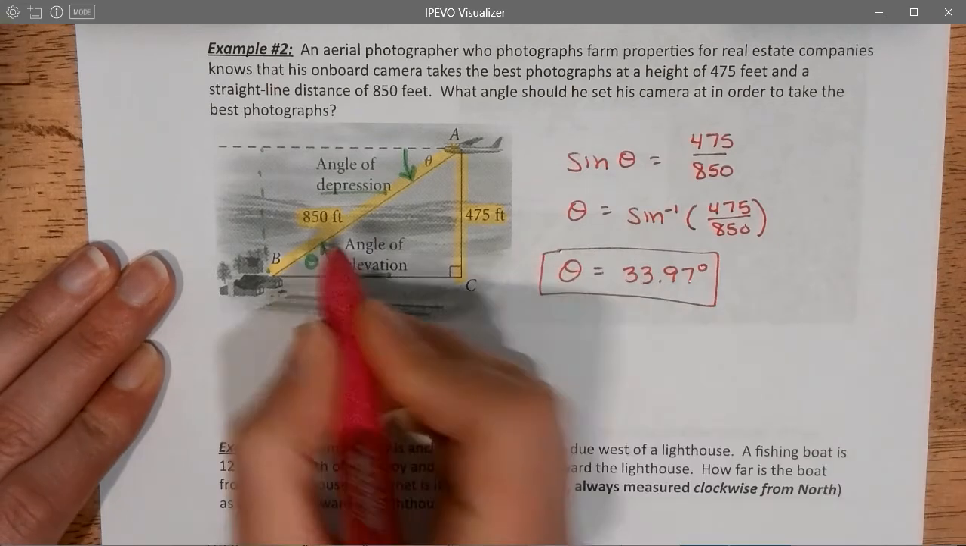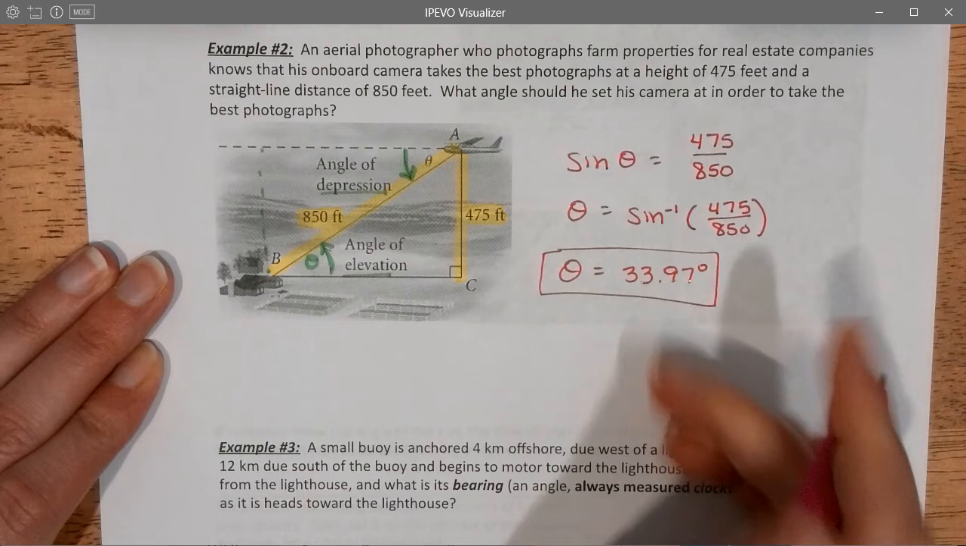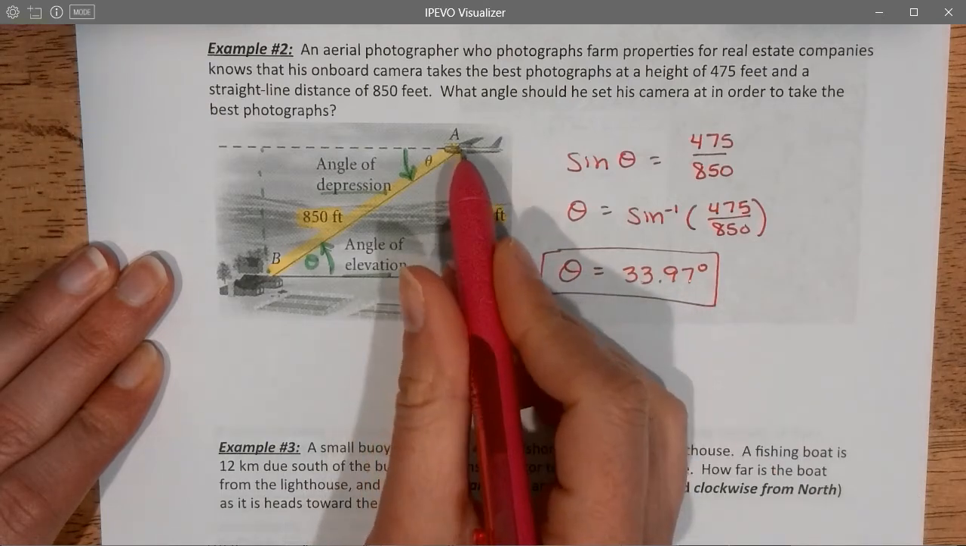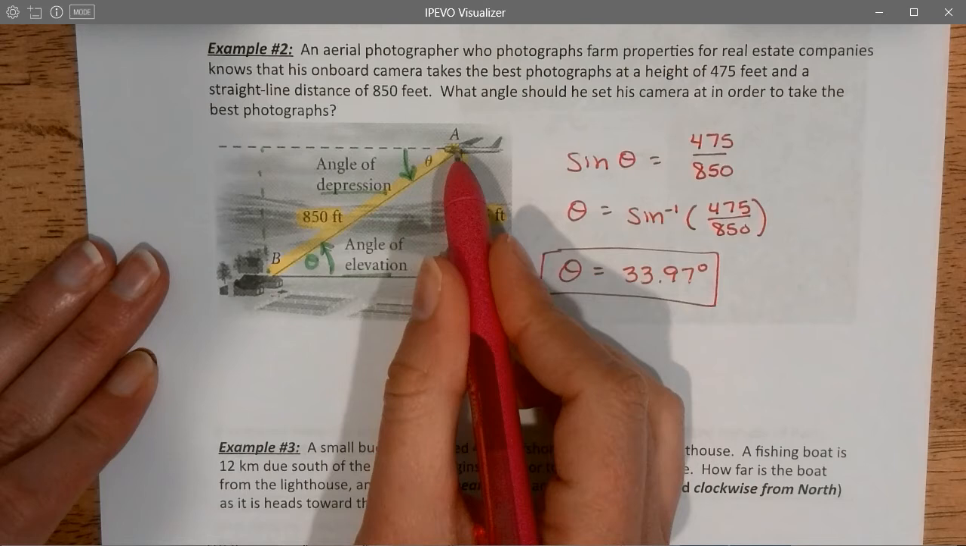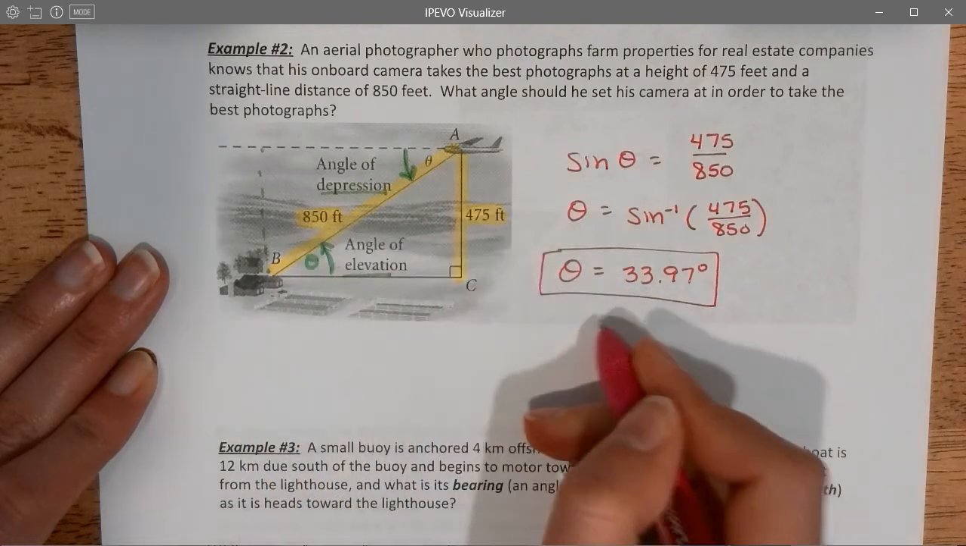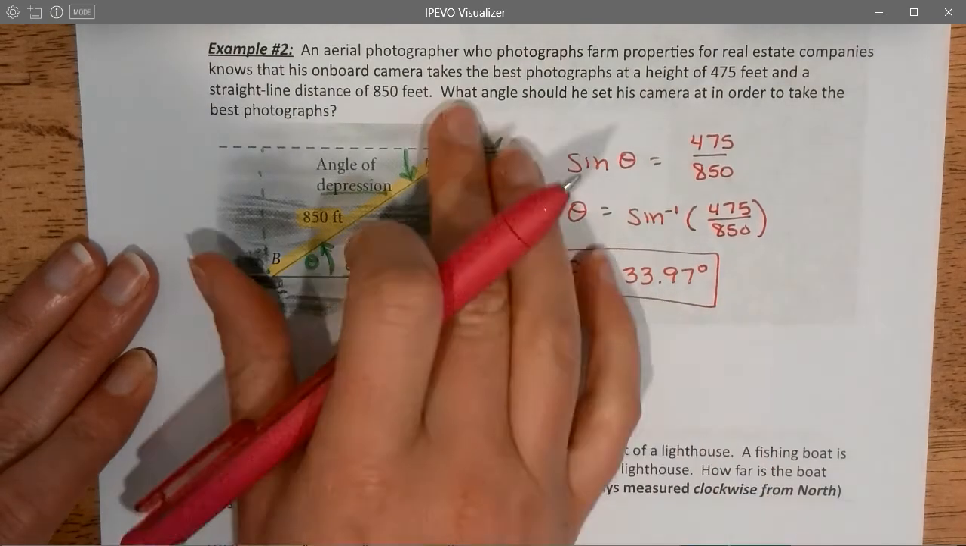Alright, now if either of those two things changes, the angle will change, of course, as well. But if he maintains, I'm not sure how he's going to maintain, he's not a helicopter, but if he takes his picture the instant he gets at that distance, there we go. Or if he has his camera set at this angle, he'll be able to see the house when he gets that distance as well.